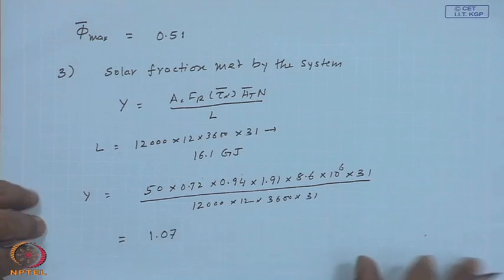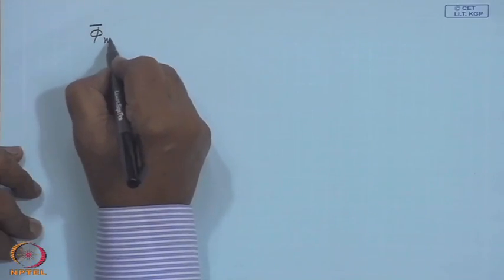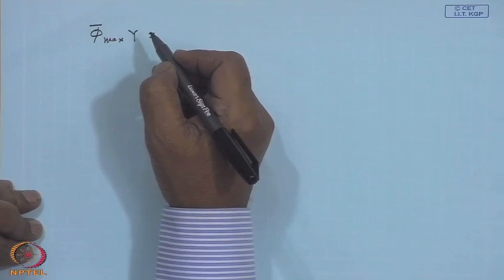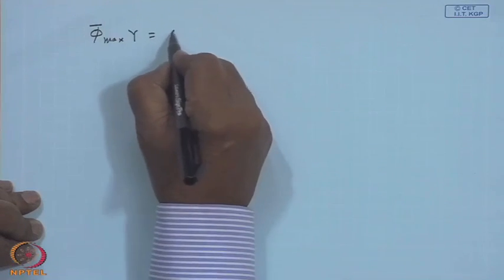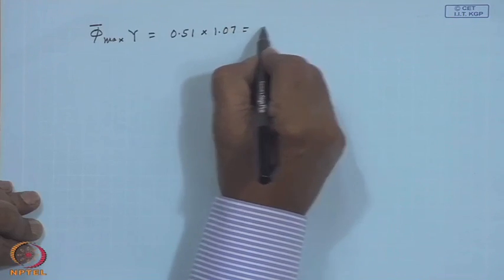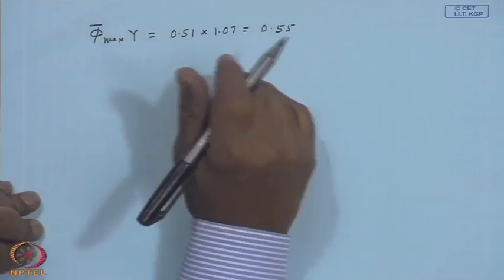Remember, y is of the order of 1, 2, 3, whereas x dash will be a little larger. So, phi bar max y, which in a way represents the maximum possible solar load fraction that the system can meet, will be 0.51 times 1.07 equal to 0.55. In other words, if anybody calculates and comes out with a number larger than this, obviously there is a calculation mistake.